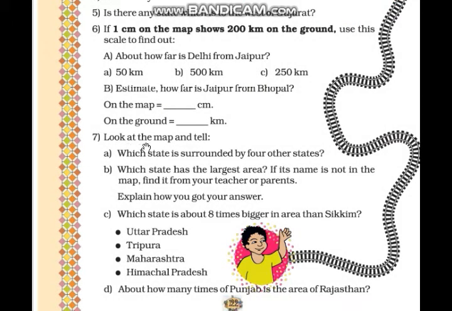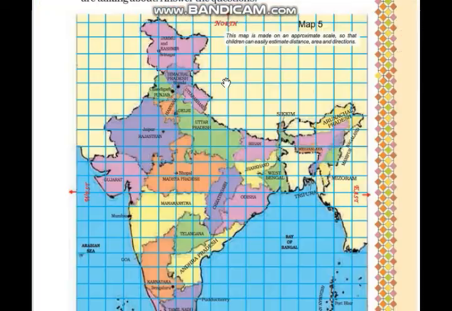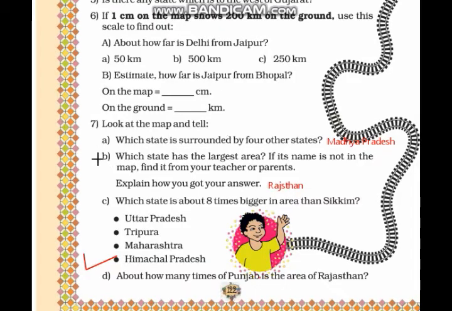Now question number 7. Look at the map and tell which state is surrounded by 4 other states. So let us look in the map. If you look here in the map, Madhya Pradesh is surrounded by 4 other states. So here the answer of question number A is Madhya Pradesh, which is surrounded by 4 other states.